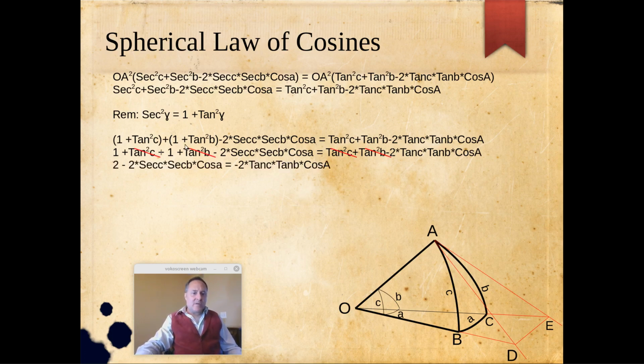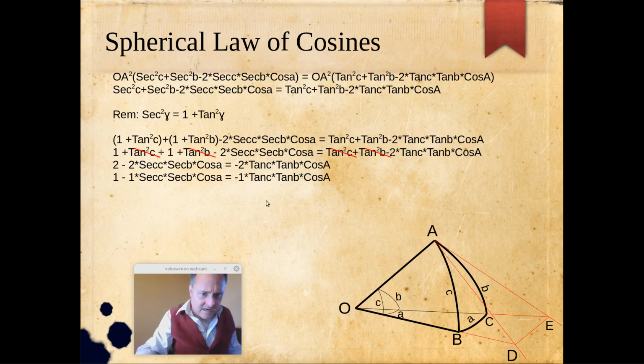And what I'm left with, here I add 1 plus 1 is 2, so I have 2. And then I have this product here minus this, stays the same here. And here I'm left with negative 2 times all of this. All right. Now I divide both sides by 2, and I get this. This 2 becomes a 1. This 2 becomes a 1. This negative 2 becomes a negative 1 by dividing both sides by 2.